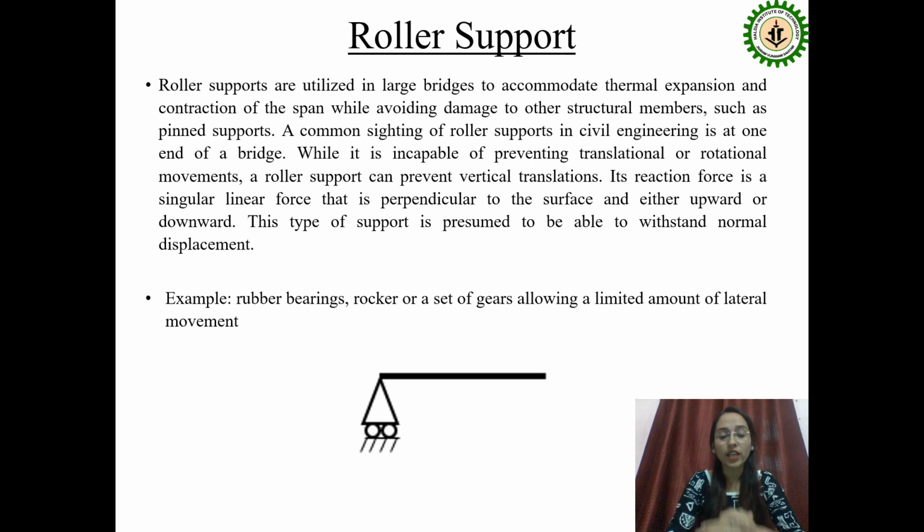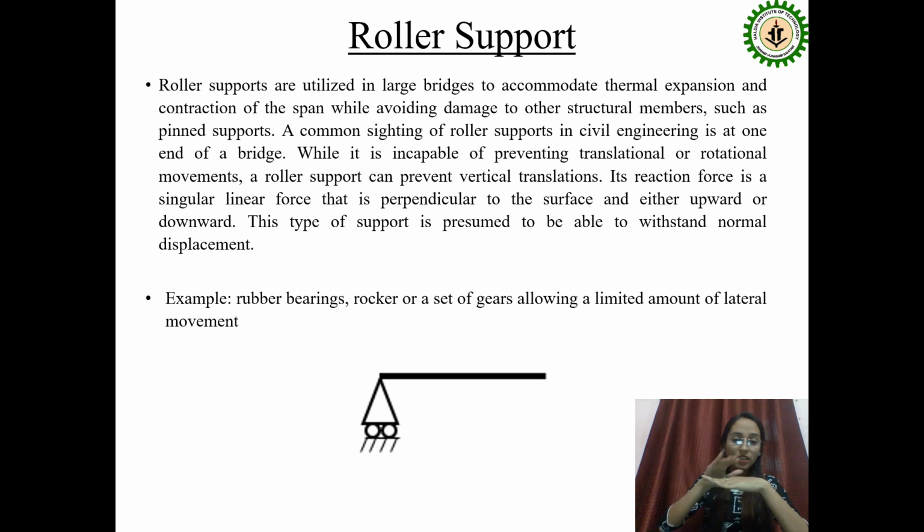The roller support is that support which allows the structure or the support to move horizontally. Okay, you can see in the image there are two wheels under the support. That is the significance: the support can move horizontally, but it is restrained in the vertical movement. That is, this support cannot move vertically but can move horizontally.